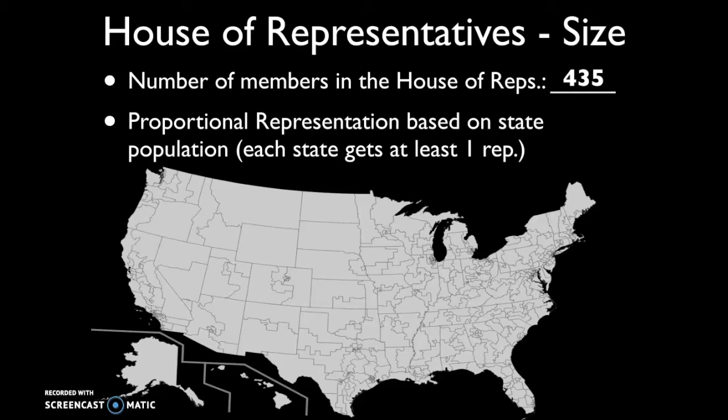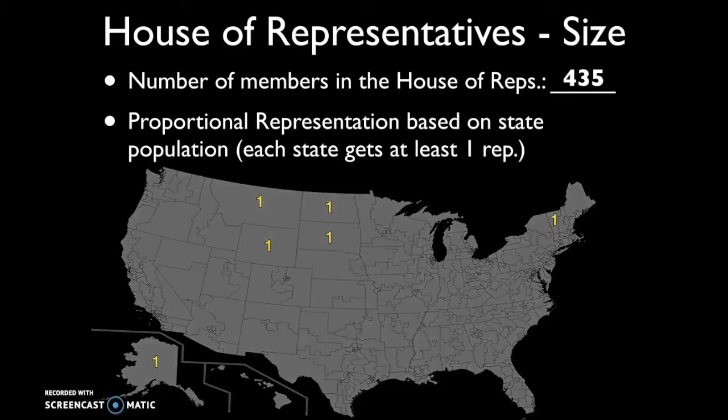So the states with the smallest populations, which in this case are Montana and Wyoming, North and South Dakota, Vermont, and Alaska, they only have one representative in the House of Representatives. They have two senators, but only one House member because they have very small populations. The state with the largest population is California. It has 53 representatives in the House. Iowa has 4 current members.